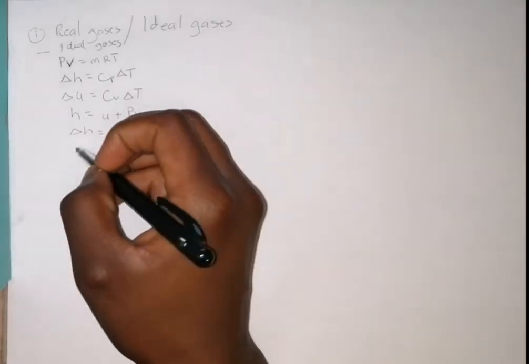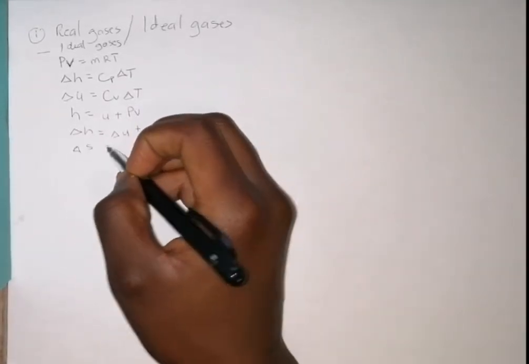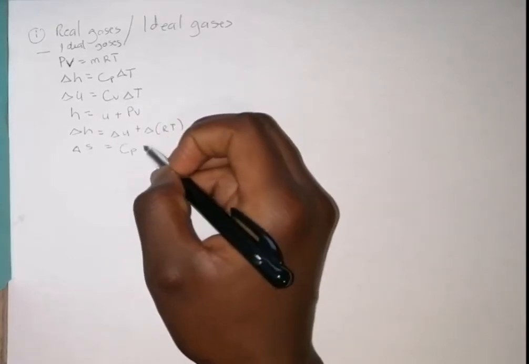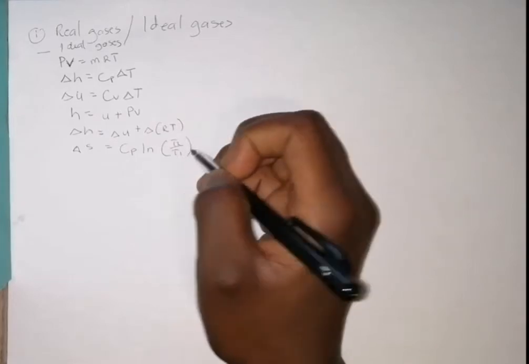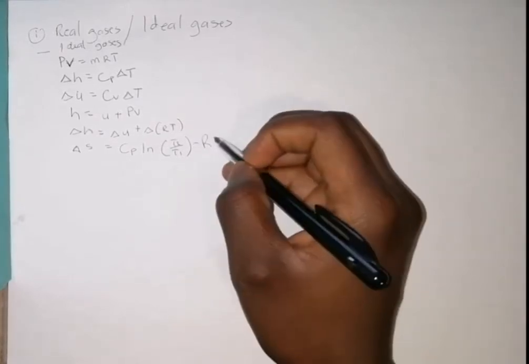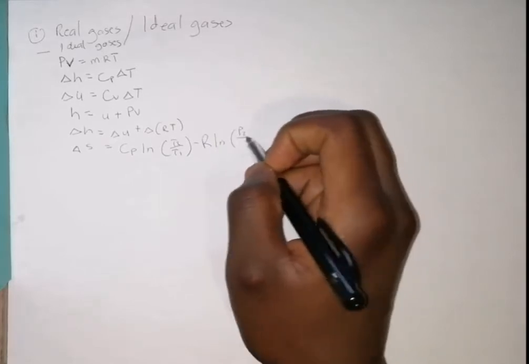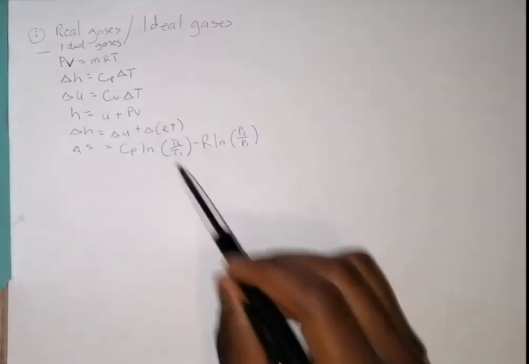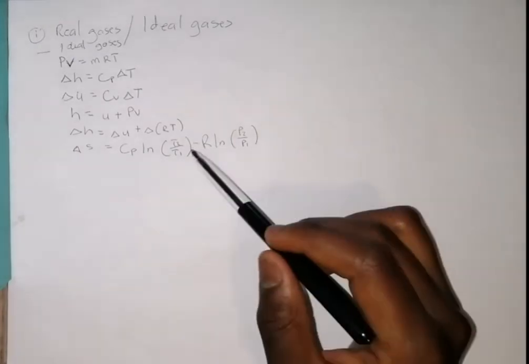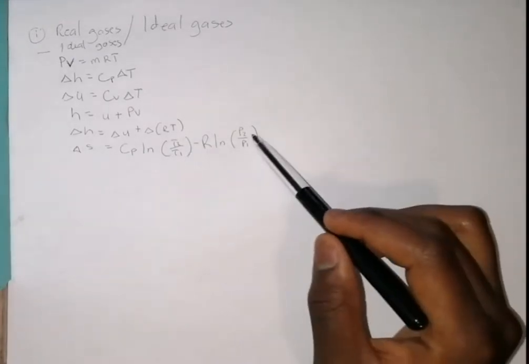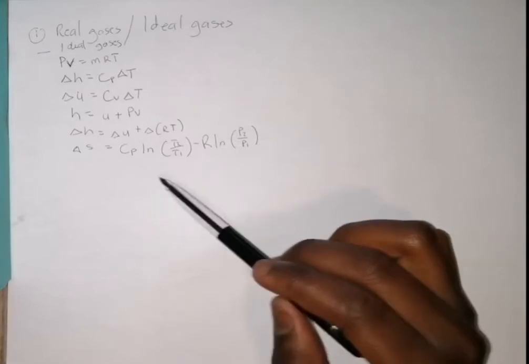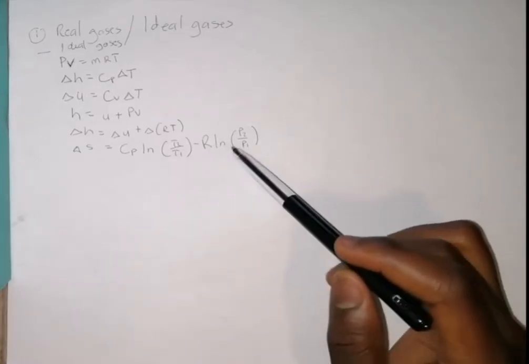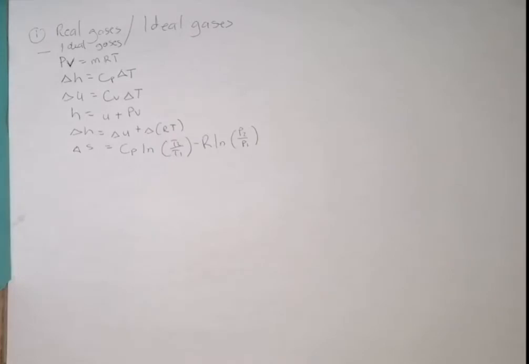Then the change in specific entropy is equal to Cp ln(T2/T1) minus R ln(P2/P1). T2 is the ending temperature, T1 is the beginning temperature, P2 is the ending pressure, and P1 is the beginning pressure. We already know what Cp is and we already know what R is. Please, these equations are only valid for ideal gases. Please take note of that.